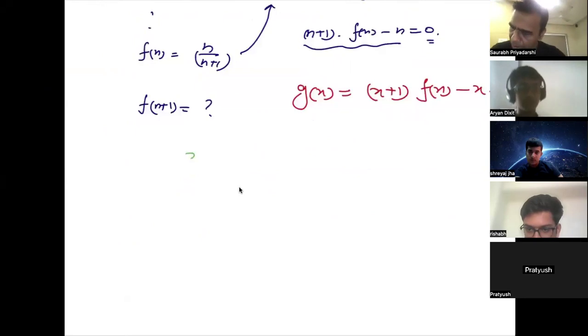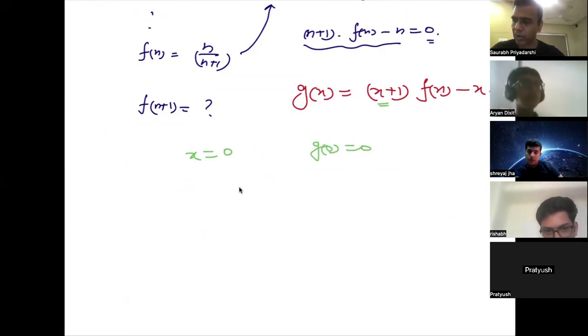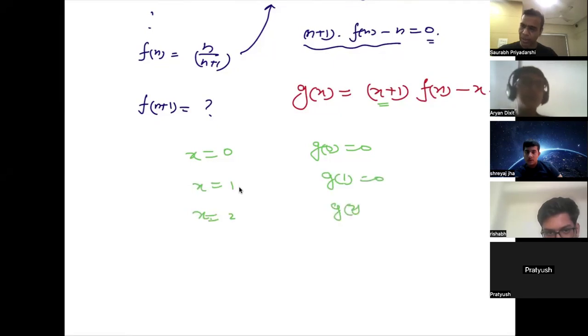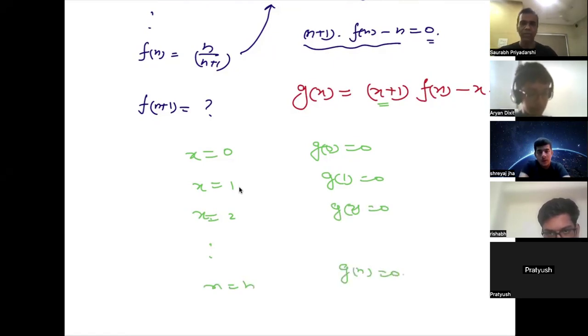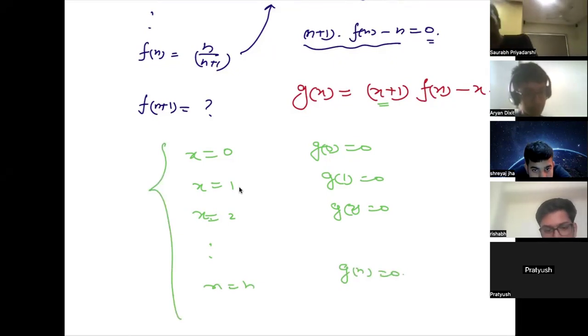Now, can you see this? x is equal to 0, g(0) will be 0 because f(0) minus 0 will be 0. x is equal to 1, g(1) is equal to 0. x is equal to 2, g(2) is equal to 0. Similarly, x is equal to n, g(n) is equal to 0. How many roots are there? How many values are there satisfying the polynomial g? n plus 1. Very good.